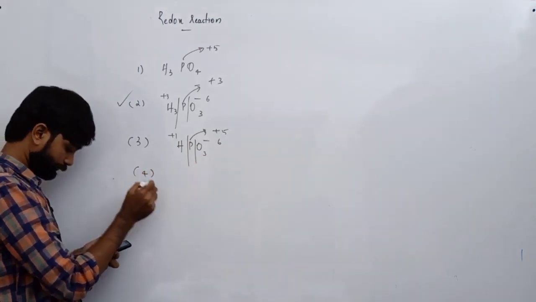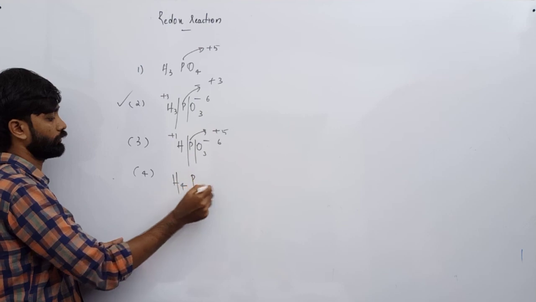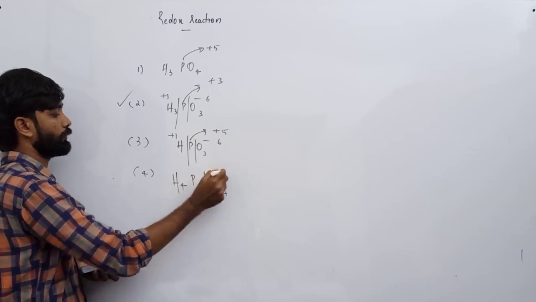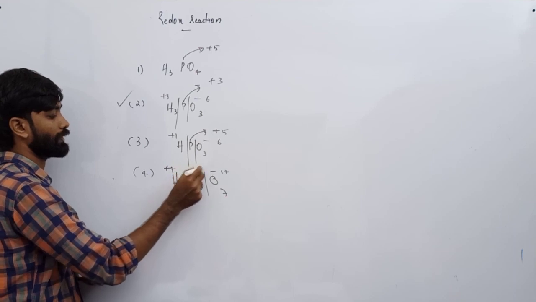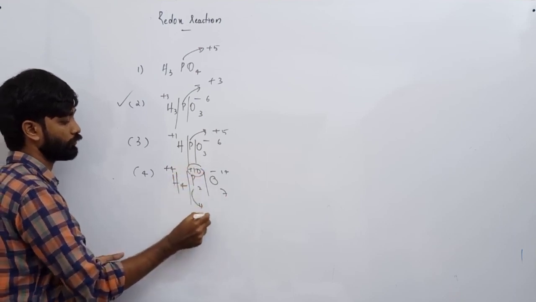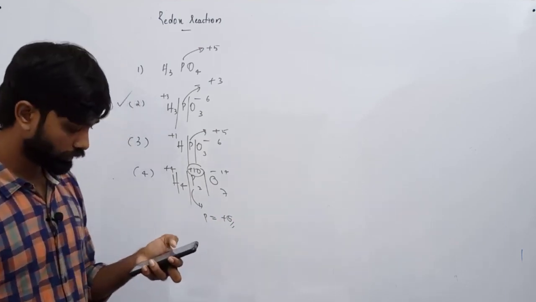The next, pyrophosphoric acid, H4P2O7. This has a -14 and this has a +4. So here the part is +10. So 2 phosphorus have to offer +10, so each one offers +5. Ready.